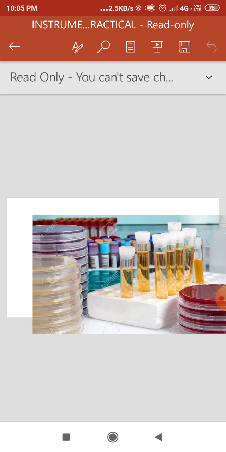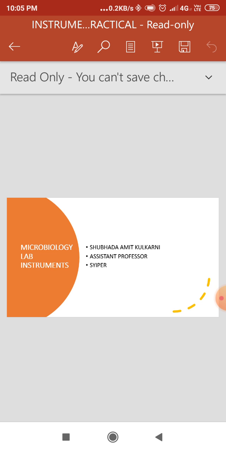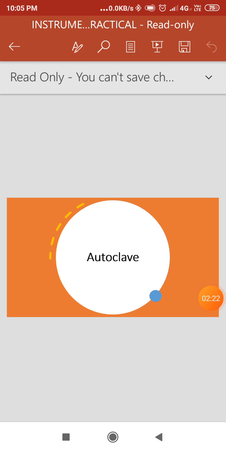Okay, along with the test tubes, petri plates, conical flask, then pipettes. Apart from this, there are certain equipments which are very essential for microbiology. Okay, what are they? We will see now. Okay, the first one is the autoclave.